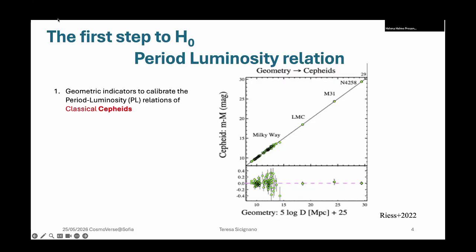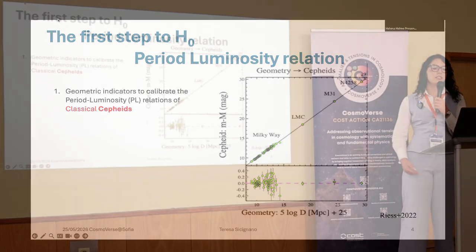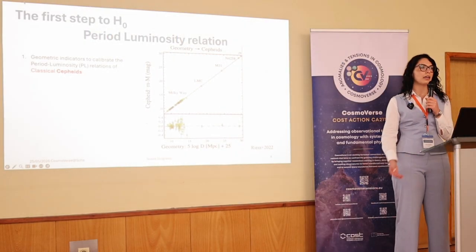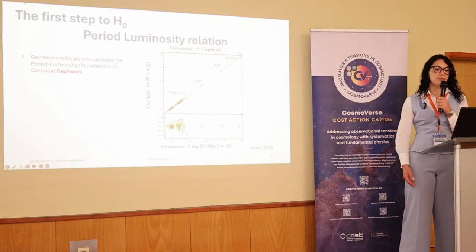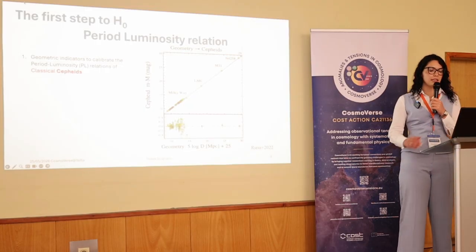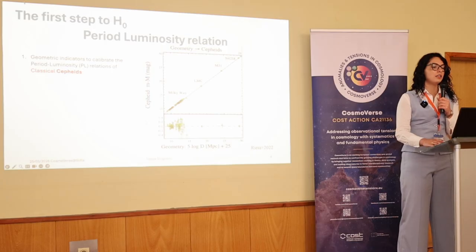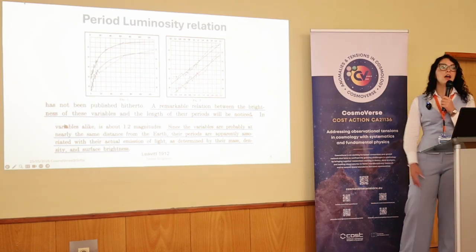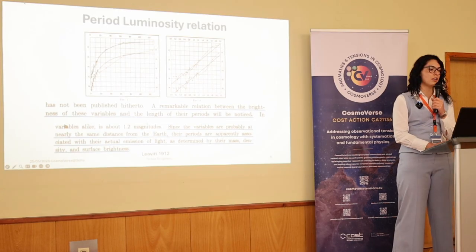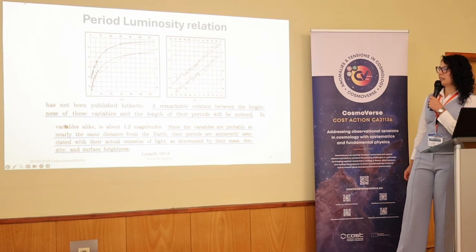So every error that we make in this first step will propagate up to the measurement of H zero, and it's very important to take into account every possible systematic that can appear. The first thing that I want to show you is the first plot of a period-luminosity relation, which was presented more than 100 years ago by Miss Henrietta Leavitt.